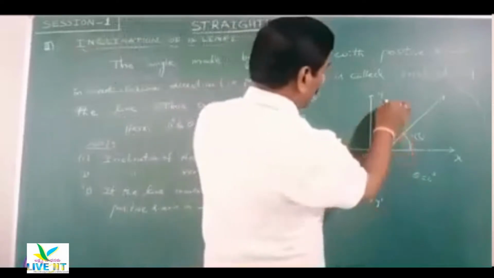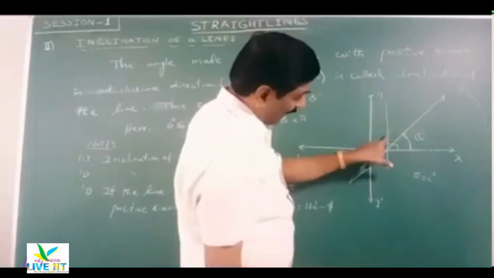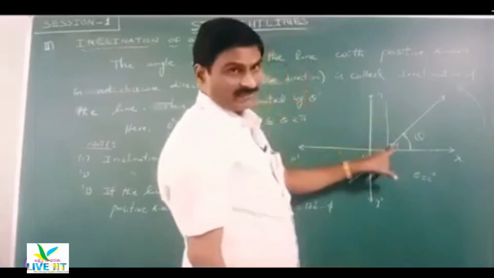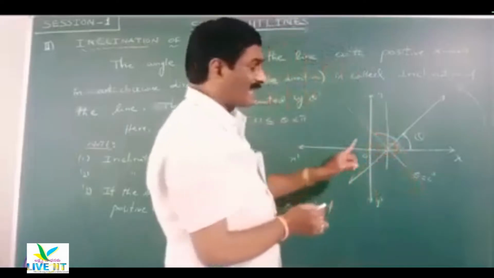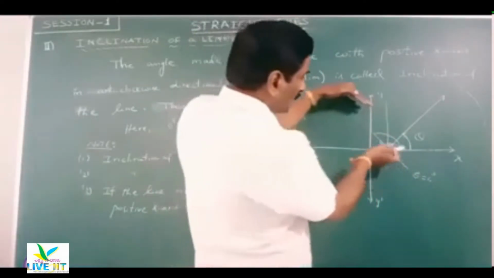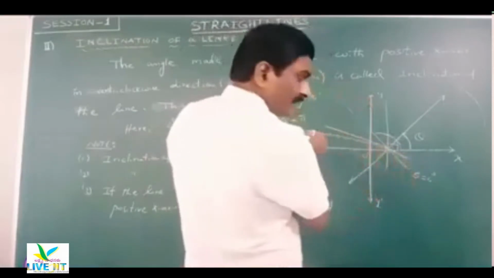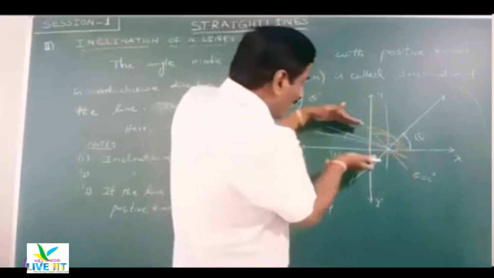Okay. Next, the line goes in this way. Suppose the line is in this way. The angle between the line and x-axis is 90 degrees. Suppose the line is in this way. The angle between the line and x-axis is more than 90, that means obtuse angle. Suppose this line moves in this way. The angle increases up to 180 degrees.